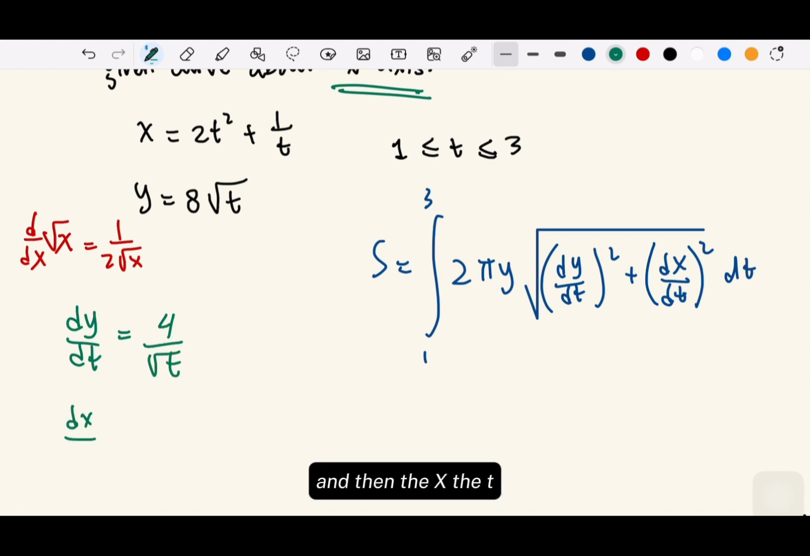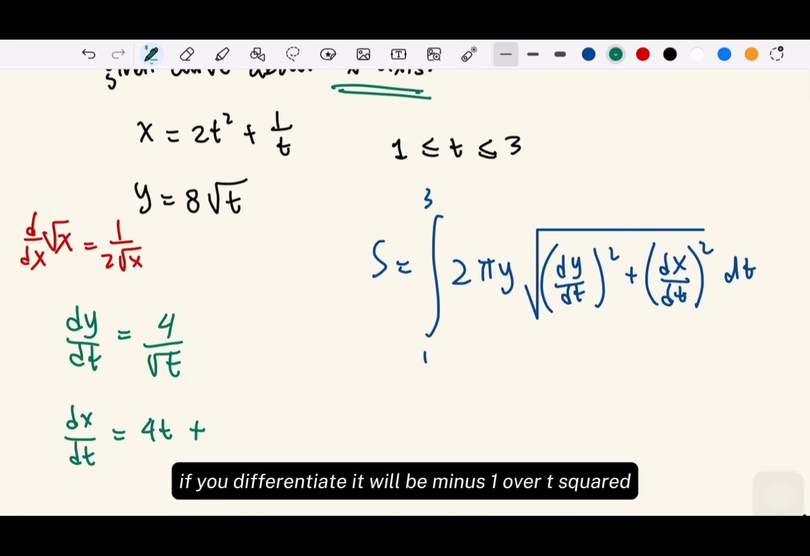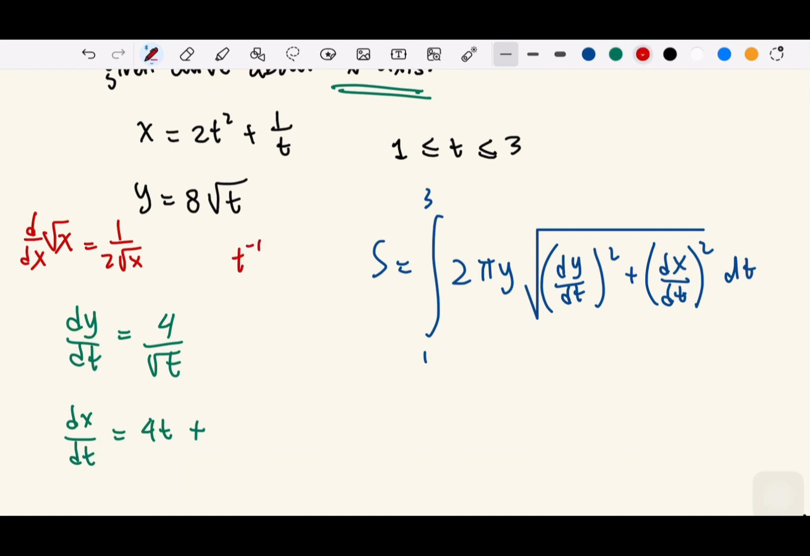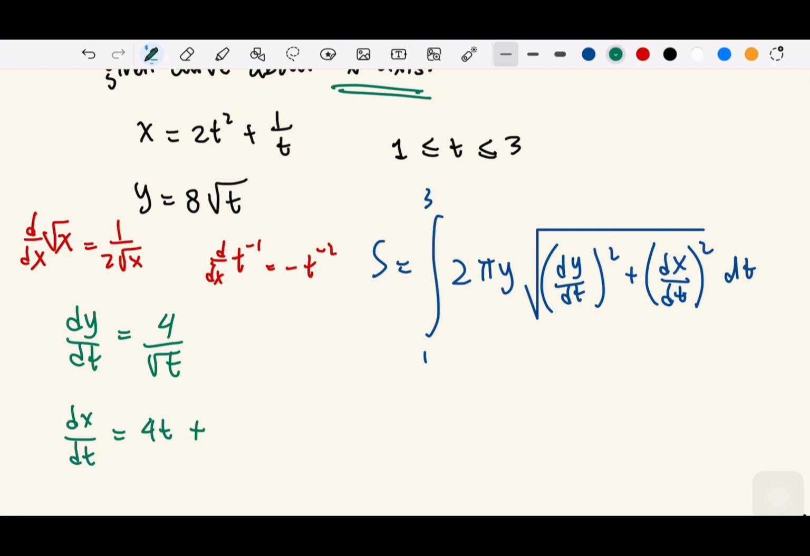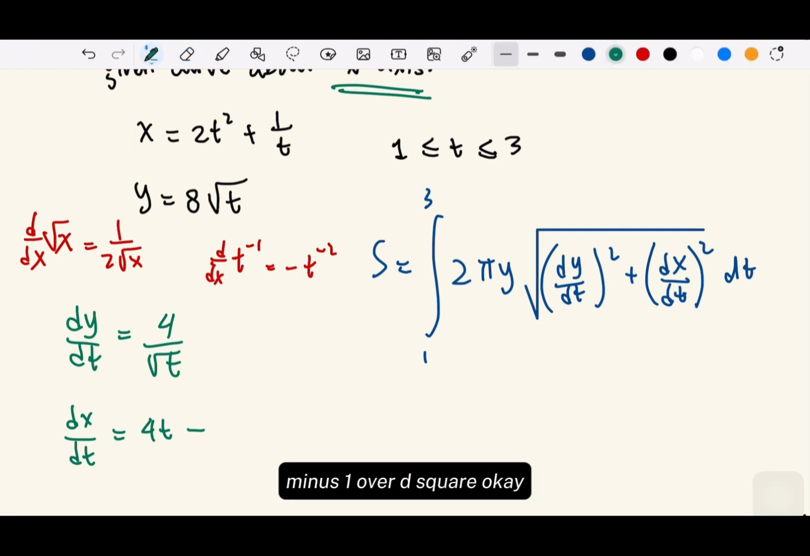And then dx dt: 4t plus we have 1 over t. 1 over t, if you differentiate, will be minus 1 over t squared. How? We can take 1 over t as t with power of minus 1, and take the derivative. Then we take minus 1 and the power becomes minus 2. So this will be minus 1 over t squared, okay?